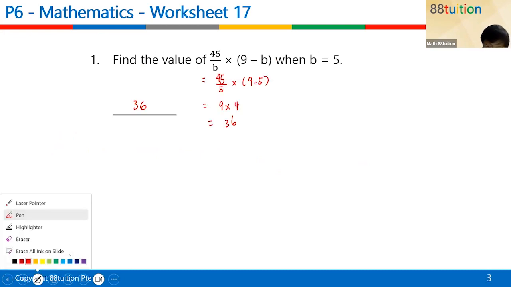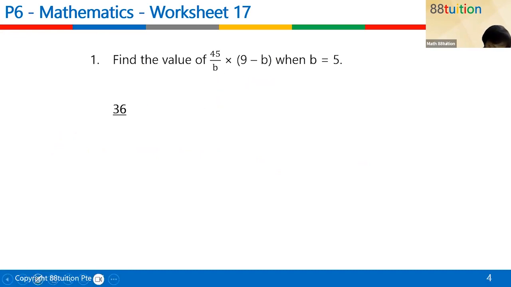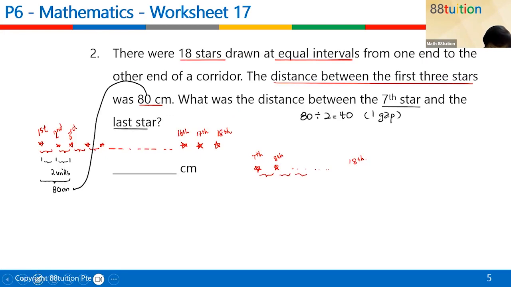Okay, so if we are talking about the gaps, wait. How many gaps? That's first thing first. Okay, so 7 to 8, 9, 10, 11, 12, 13, 14, 15, 16, 17, 18. Right? So how many gaps are there? Who can tell?